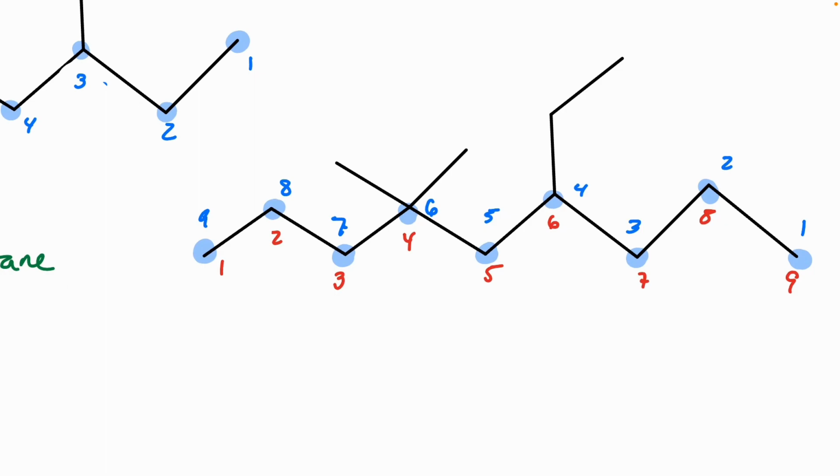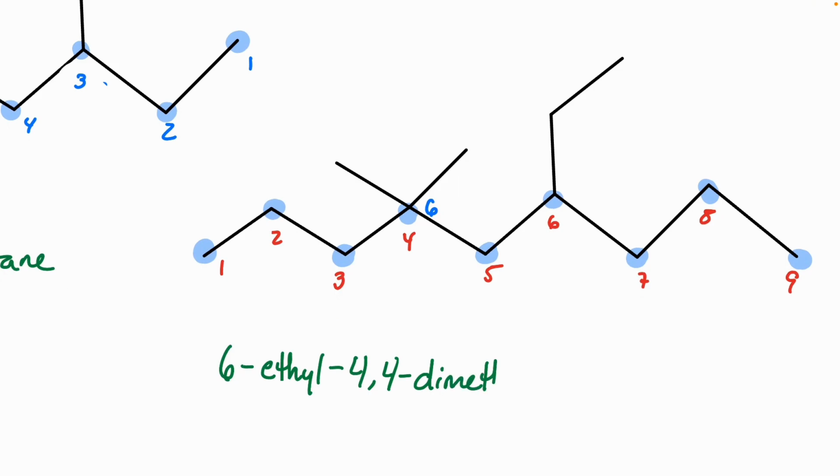When I put my name together, I'm still going to put it in alphabetical order. And importantly, I got to ignore the di, tri, tetra, all that jazz when I'm putting it in alphabetical order. So my name would be 6-ethyl, 4,4-dimethyl nonane.